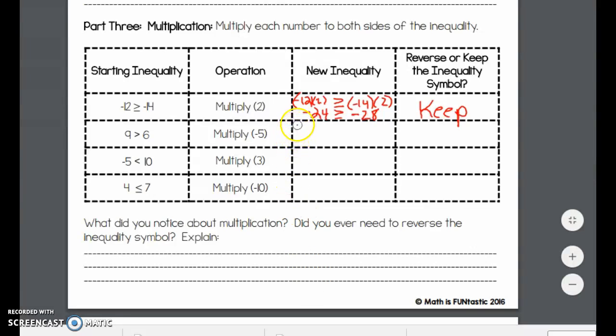So we have, nice and loud, negative 5 times 9 is greater than negative 5 times 6. And negative 5 times 9 is negative 45. And you're multiplying by a negative, so you would have to switch the sign. And negative 5 times 6 is negative 30. And negative 45 is less than negative 30, and you reverse the sign.